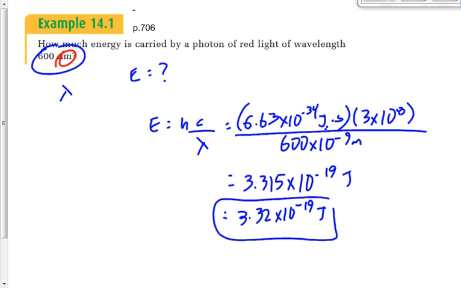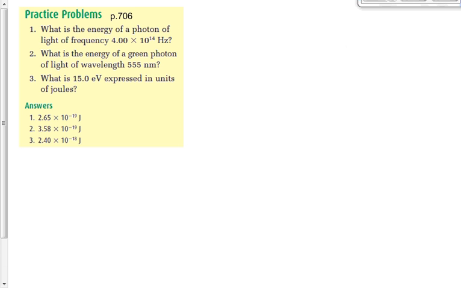Okay, we're going to do another example here. The questions that go on page 706, the 3 questions, they're pretty quick. They're going to be for homework tonight, okay?